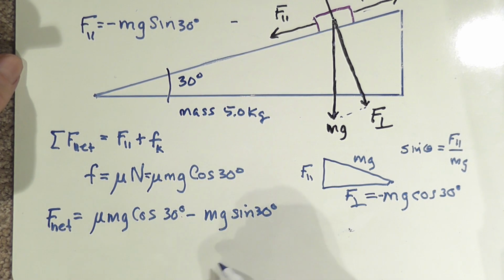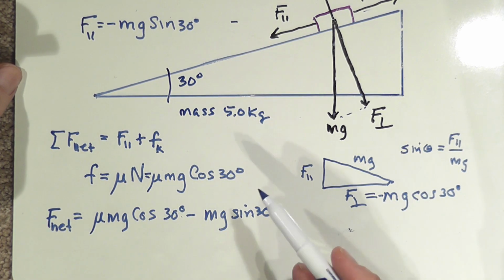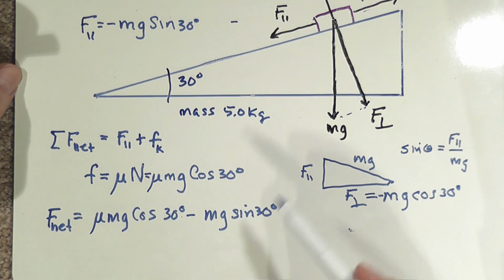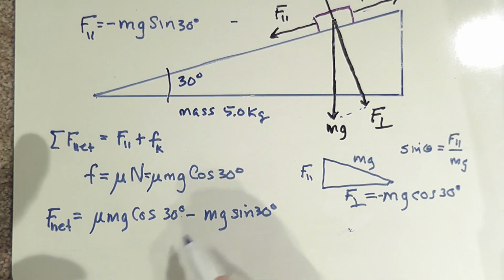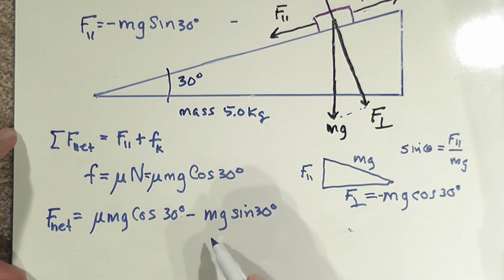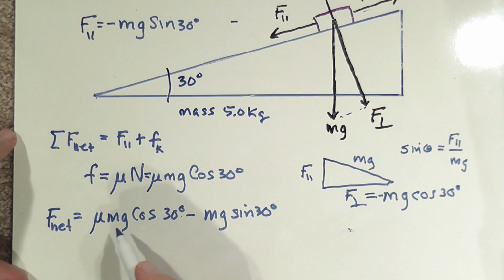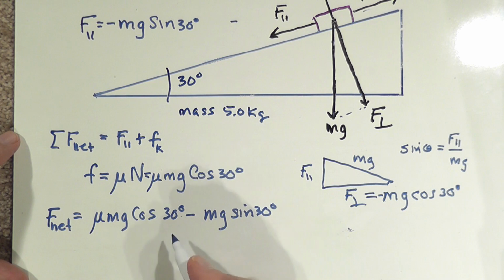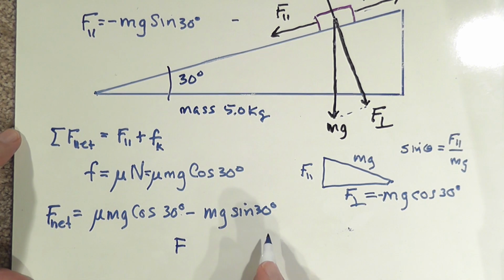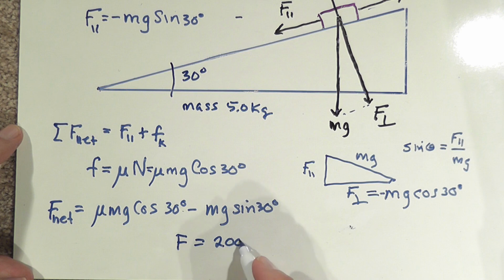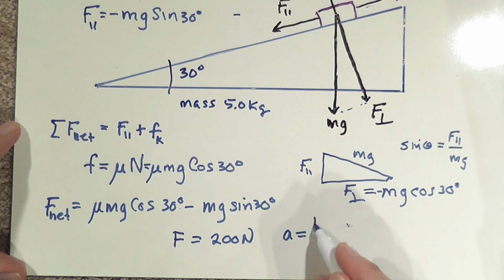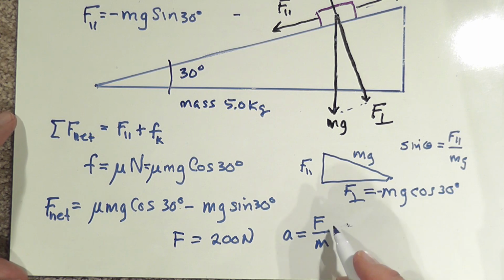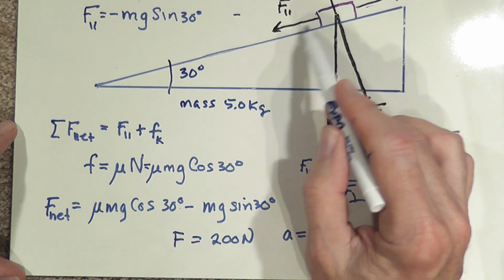Okay, and here's our equation. The net force is going to tell us the direction and the amount of force it's going to have. I don't have any numbers here to put in, but this is the way to find the net force. Once you find this force, let's just say it's equal to 200 newtons, you could find the acceleration down the slope by simply using Newton's second law equation: acceleration equals force divided by m. And that will tell you the acceleration going down.